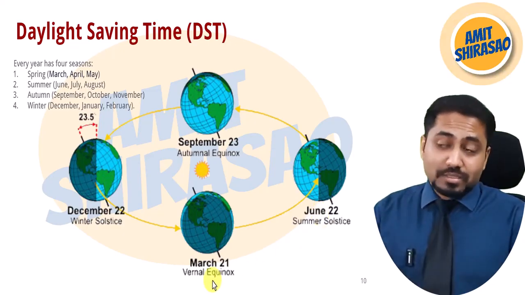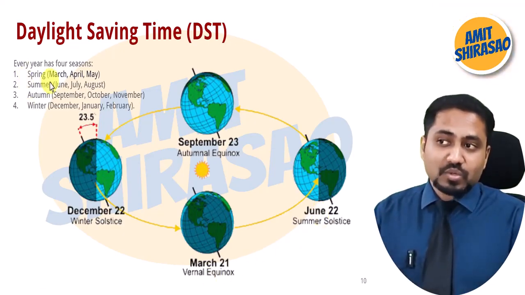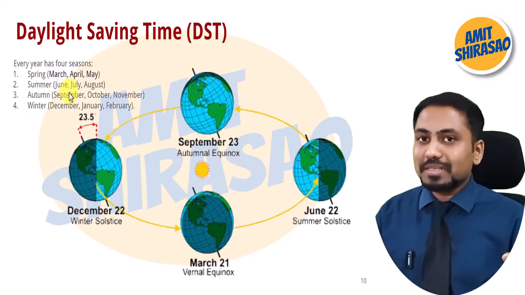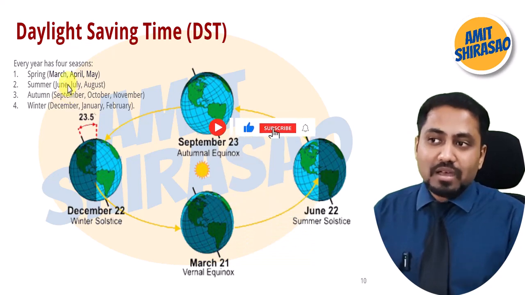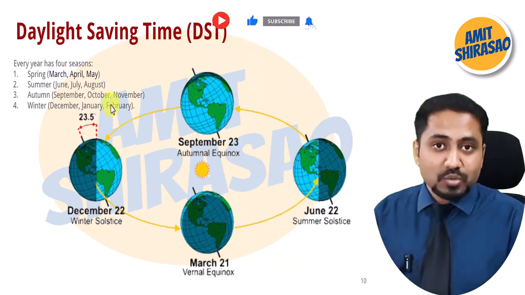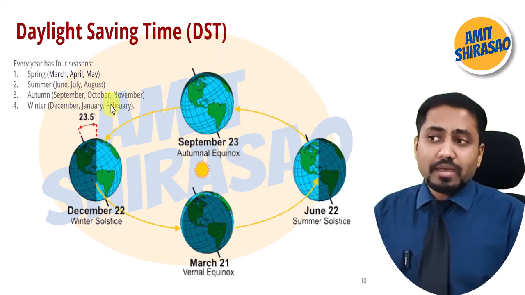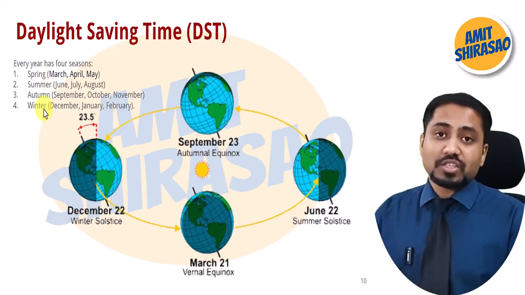Okay, so this is what it is. So these are all the seasons. Basically there are four seasons, and every season is equally important. Every season has the same number of months in it, three months. Okay, and this is the sequence in which they come.